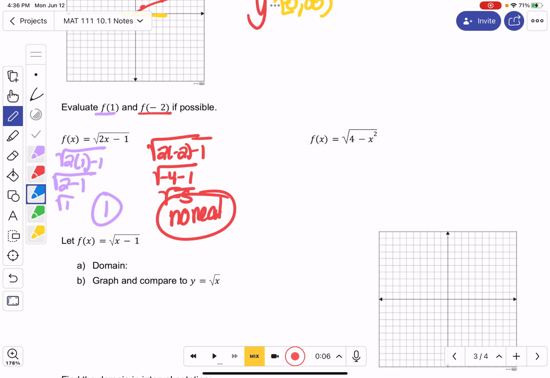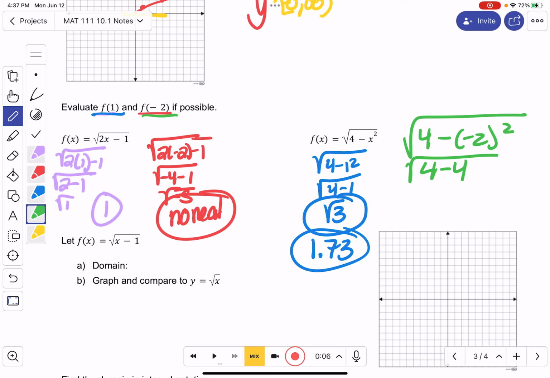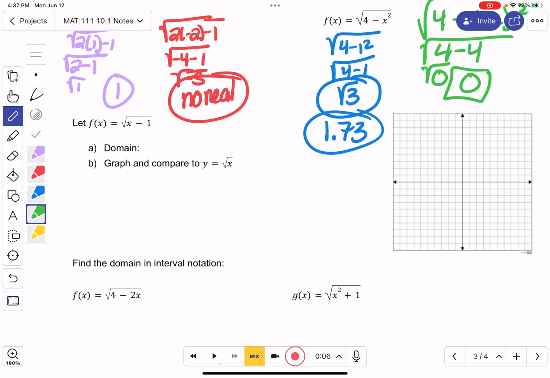All right, let's do those same two numbers over here. f of 1, 4 minus 1 squared. Well, 1 squared is 1. 4 minus 1 is 3. If we were talking about an exact answer, you could leave it as root 3. If you chose to round, it would be about 1.73. And then let's plug -2 in the same thing. This is where that exponent or the parentheses would matter in a calculator. -2 squared is 4, and 4 minus 4 is 0, and the square root of 0 is 0. So that's some quick ways of graphing, or of evaluating with your square roots and how they work.